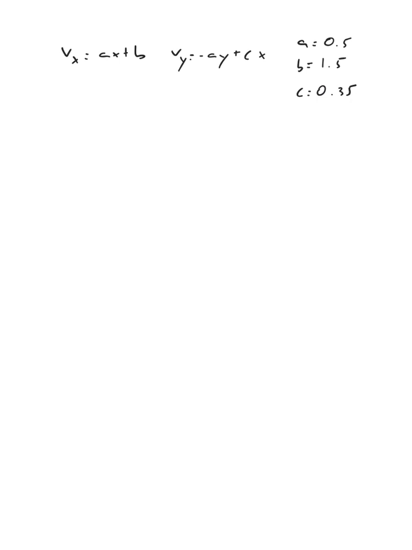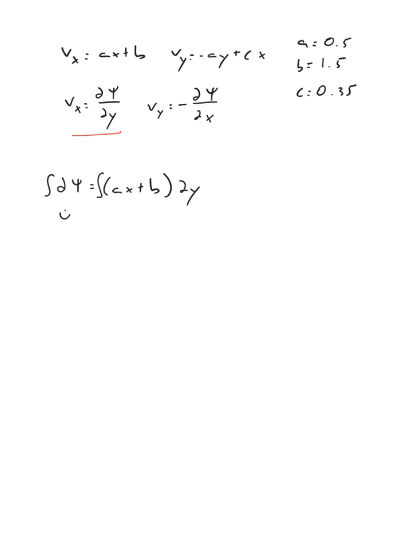So our stream function is defined like this. Vx is equal to d psi dy. Vy is equal to negative d psi dx. The obvious place to start is right here. So let's see. We know that d psi is equal to ax plus b, because that's our v sub x, dy. We integrate, we get psi is equal to axy plus by plus some arbitrary function of x that we don't know.